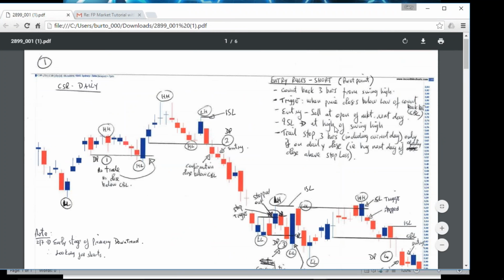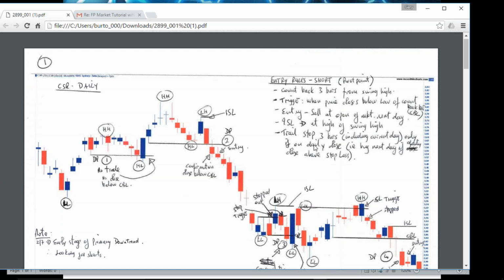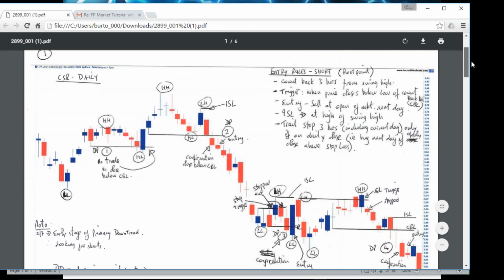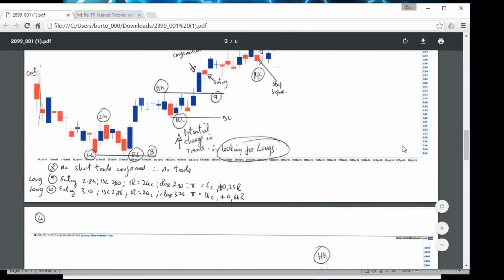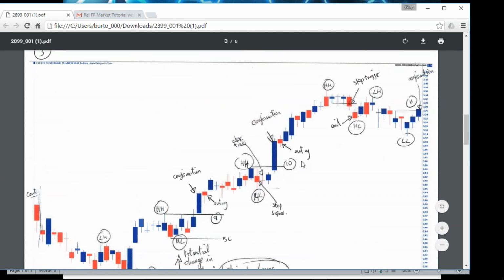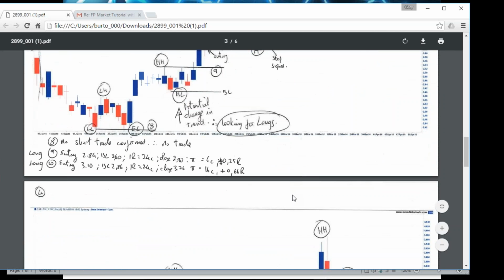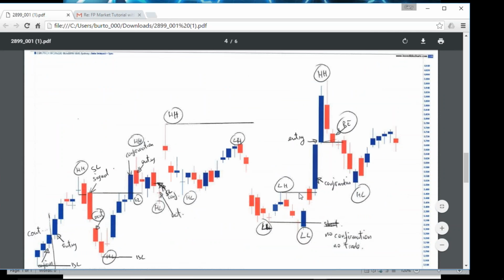This one here, the entry rules for a short position at a pivot point: count back 3 bars from the swing high, and the trigger is when the price closes below the low of the count back bar. So clearly he's set out a series of rules, if you like, with the stop loss in here, and worked through the chart, simply marking them off as he went, and wrote down the results on each page: entry, exit, so that you build up a series of statistics like this.